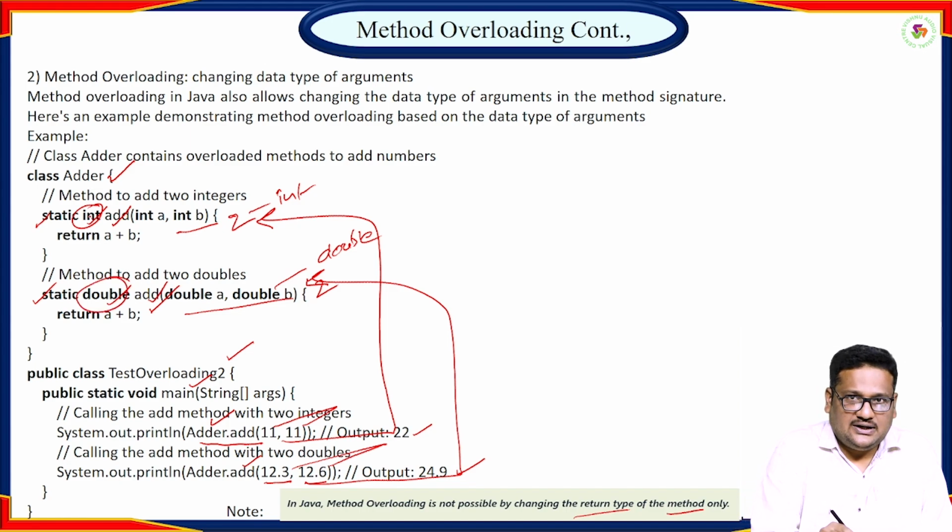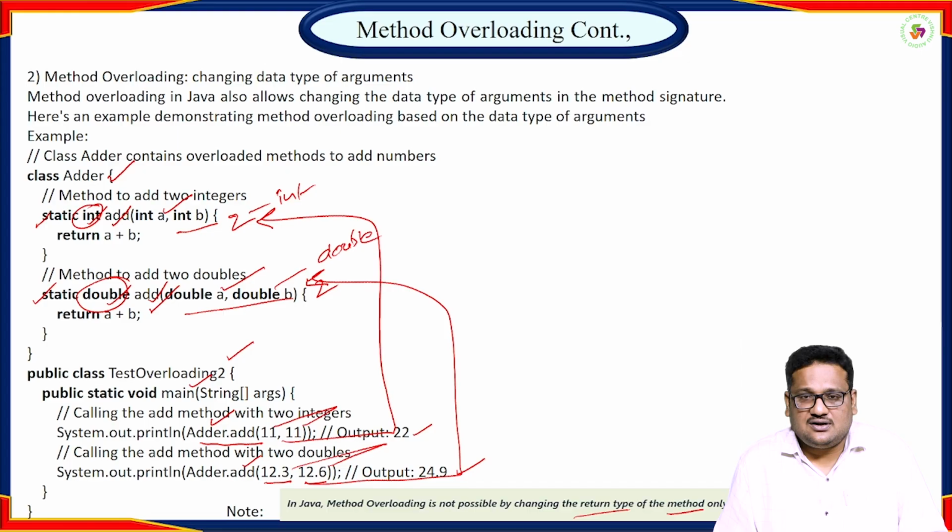If you keep int here, and double here, and you pass integer values to both, then method overloading is not possible. So method overloading can be done in two ways: by changing the number of arguments or by changing the type of arguments. By changing only the return type, method overloading is not possible in Java.